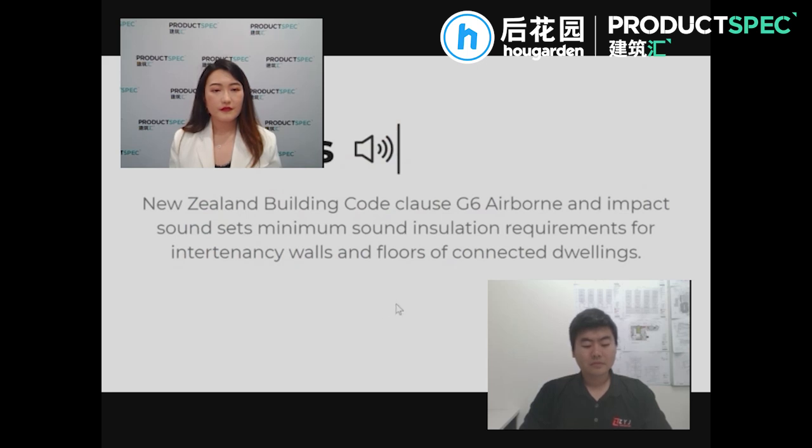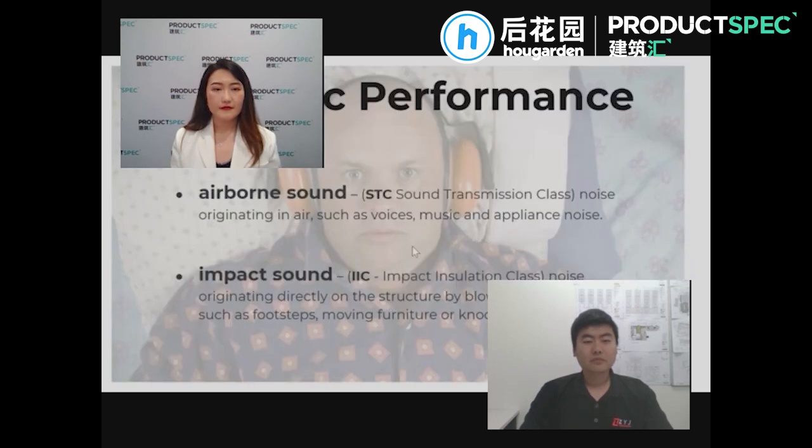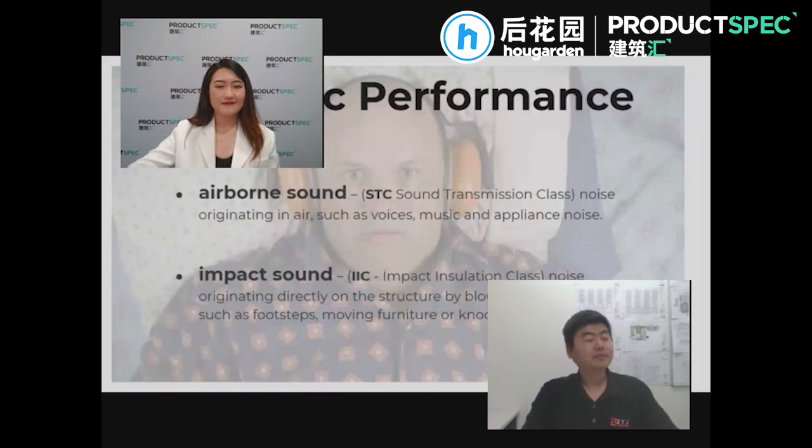The New Zealand Building Code, in terms of acoustics, relates to G6 of the Building Code. And it sets the limits for airborne sound, which is through the wall that we're dealing with today, and also for impact sound. Now, impact sound we're not going to be discussing today because that deals with flooring systems. So airborne sound, or STC, sound transmission class, is noise originating in the air. And that can be from people talking, music, appliances, general living. Impact sound, as I mentioned earlier, deals with movement and sound, blows or vibration, such as footsteps, moving furniture, knocking plumbing inside the wall and inside the flooring systems.